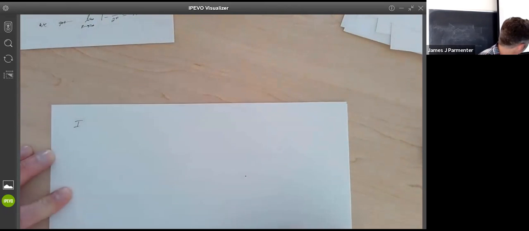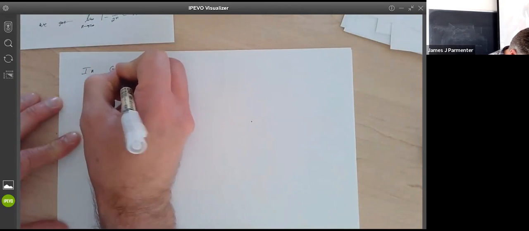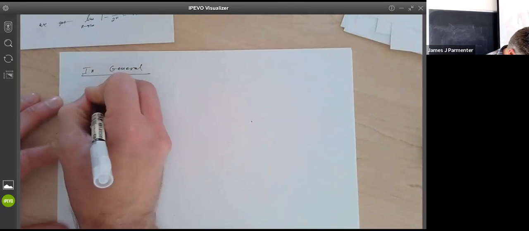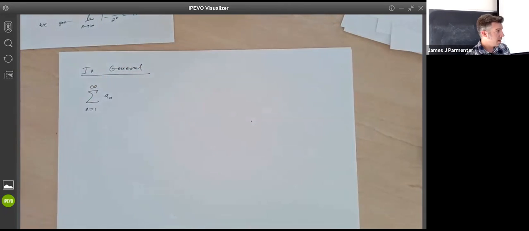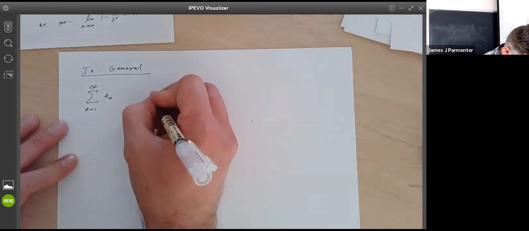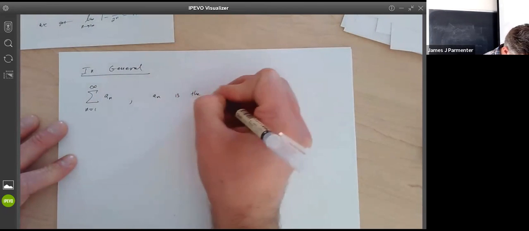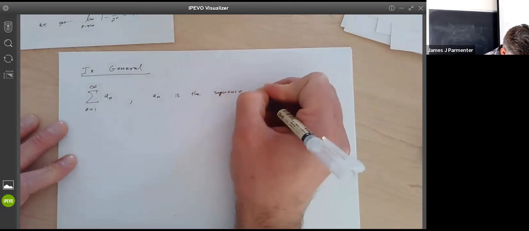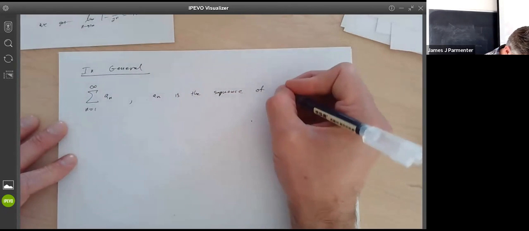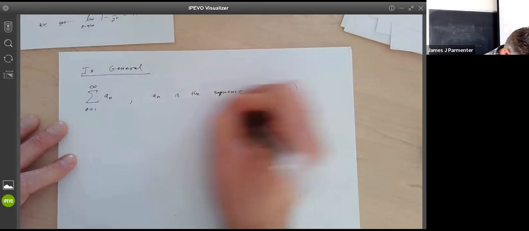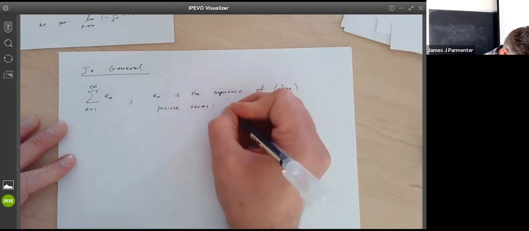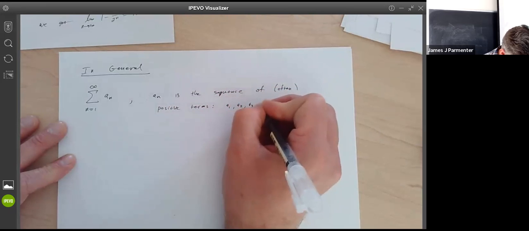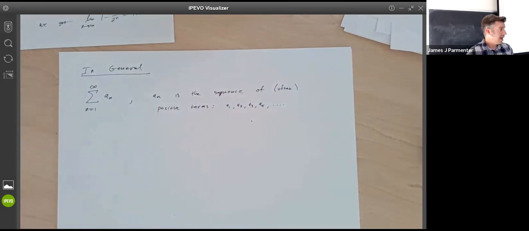In general, we have a series, an infinite series from n equal to 1 to infinity of a sub n. And a sub n is the sequence of often positive terms, although they don't have to always be just positive: a1, a2, a3, a4, et cetera. And then we make a new sequence from that sequence.